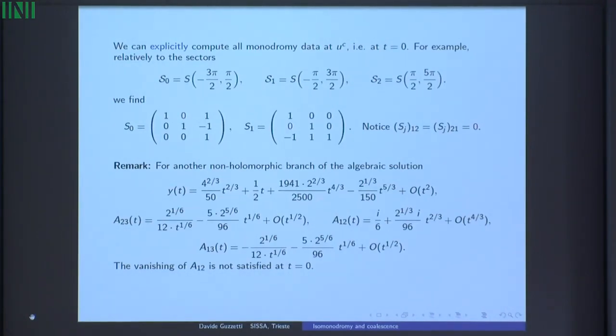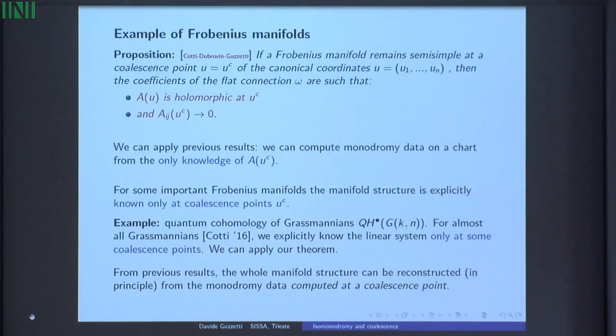this algebraic solution, you see here what the A's are. Here the A's actually diverge. So we are not in the case we are considering. The assumptions of our theorem are not satisfied. So the other example is Frobenius manifolds.